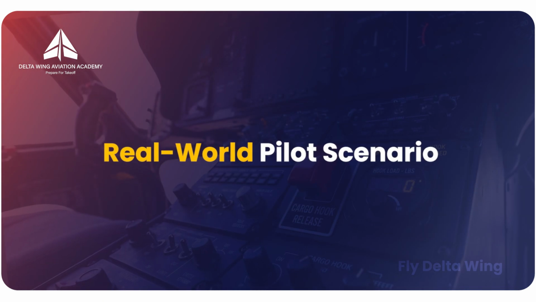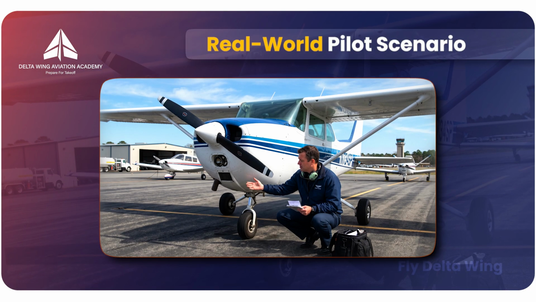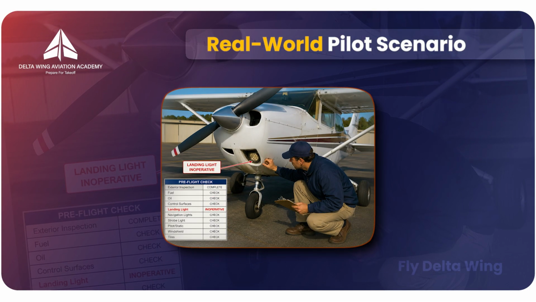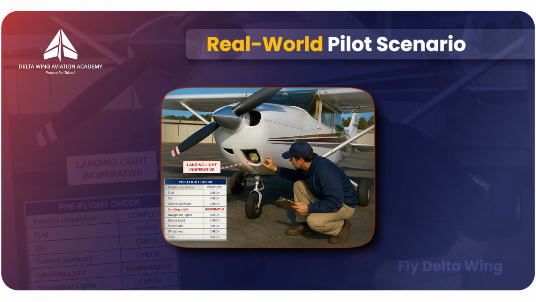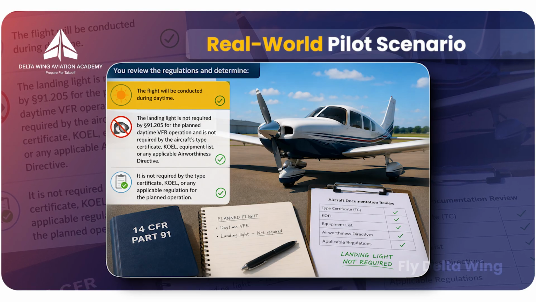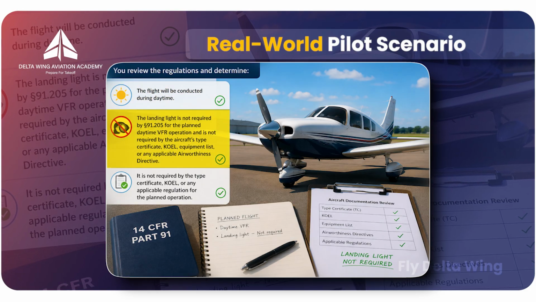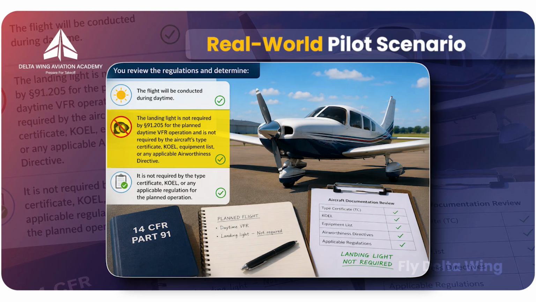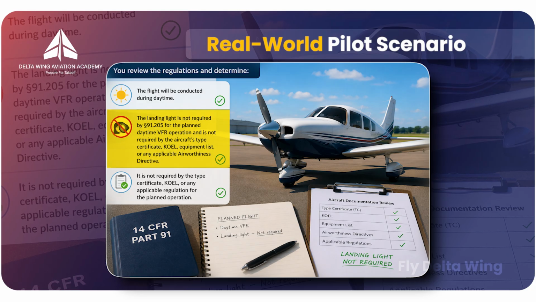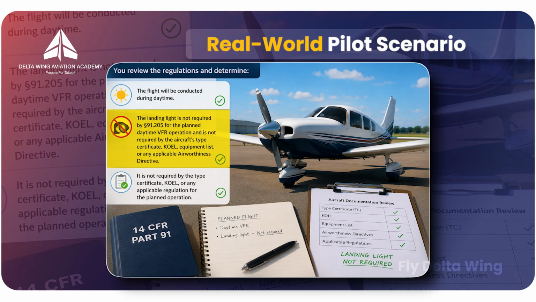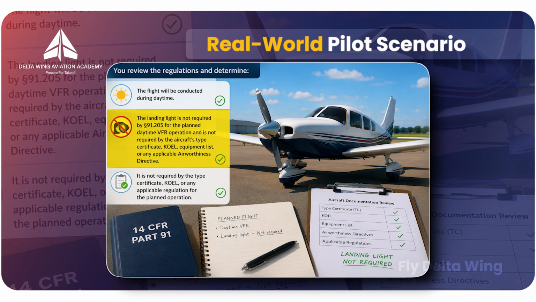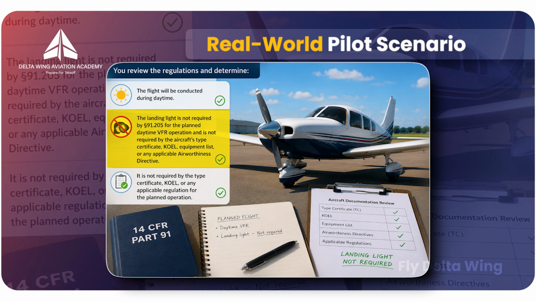Real-world pilot scenario. Imagine you're preparing for a local daytime VFR flight. During pre-flight, you discover the landing light is inoperative. You review the regulations and determine the flight will be conducted during daytime. The landing light is not required by Section 91.205 for the planned daytime VFR operation and is not required by the aircraft's Type Certificate, KOEL, Equipment List, or any applicable airworthiness directive.